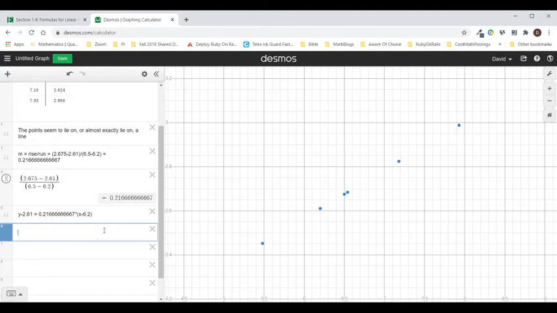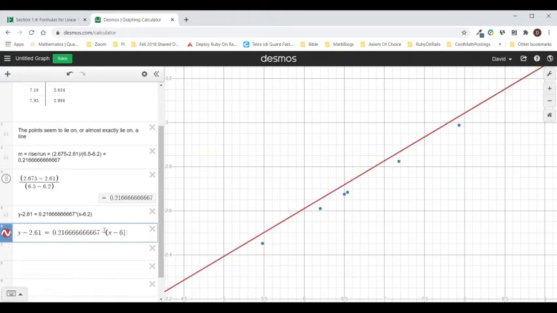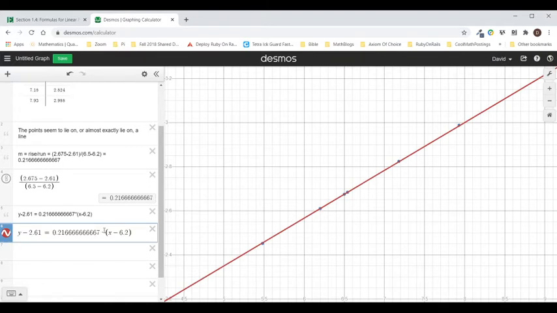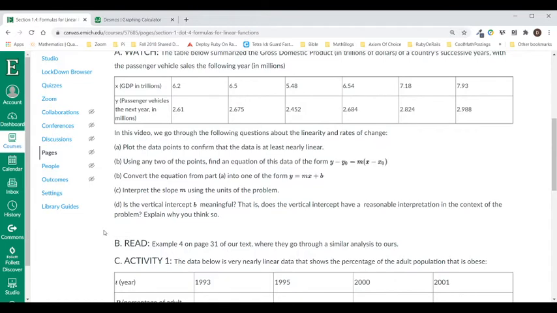Good. That should be the equation of the line. Now let's just type that in. Y minus 2.61 equals 0.2166666667 times (X minus 6.2). I'm not counting those digits, I'm just putting a lot of them in there. And you can see, oh boy, those points really do almost lie in a line. So I'm happy about that. So I think we've actually answered the second question, which was using any two of the points.